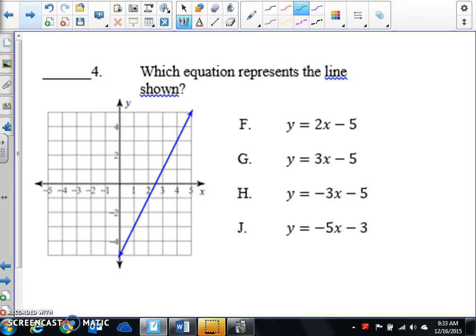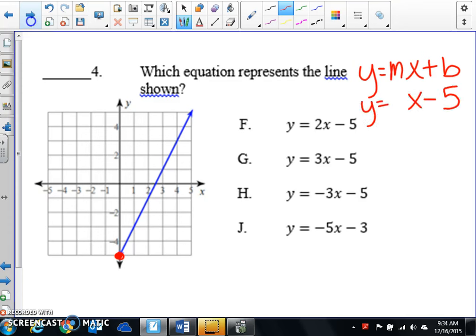All right, which equation represents a line? All right, here we go again. So y equals mx plus b. The first point I take is the b, which is here, and that looks like -5. So I go ahead and write my -5. y equals, so now I need to find my slope, which is rise over run. So another point that it perfectly goes through looks like that to me.